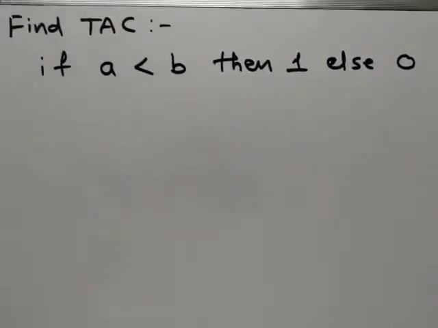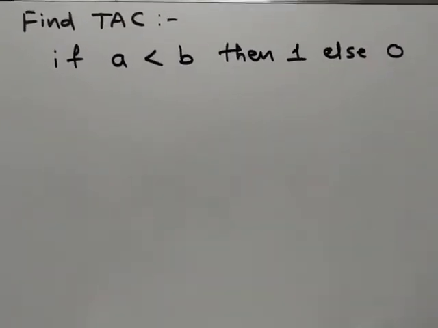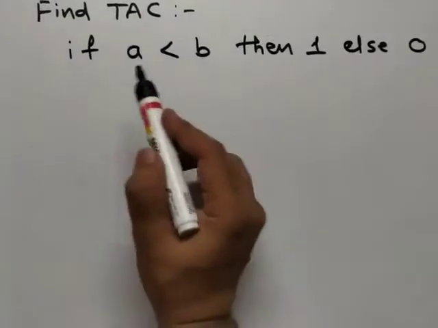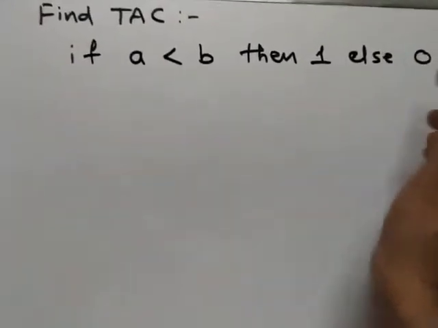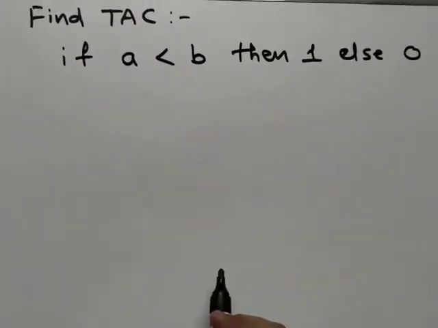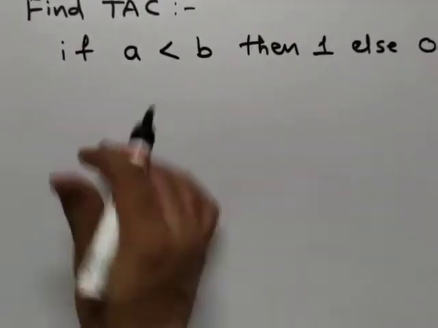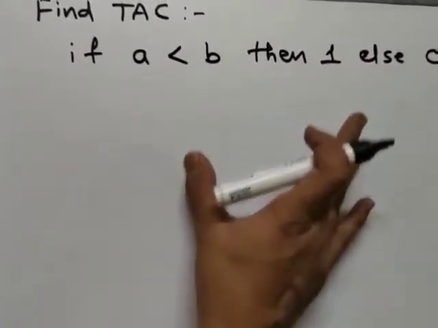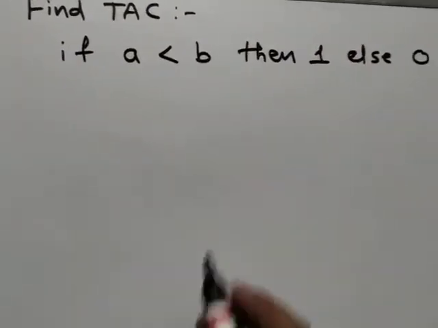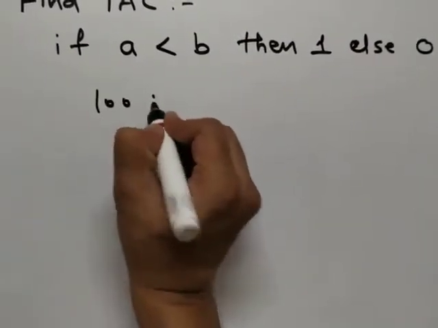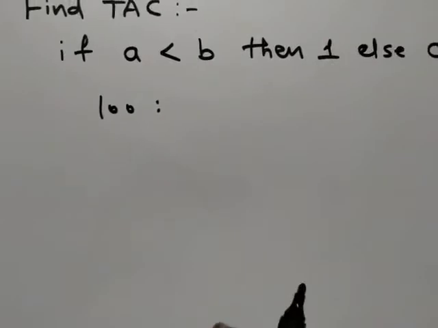Consider the next example. In this example, some control flow is given to you. So if a less than b, then 1, else 0. So how to obtain this? Just remember, if you use the addresses for such type of expressions, it will be easier for us. So let us start with the 100 address. Any random address you can use.